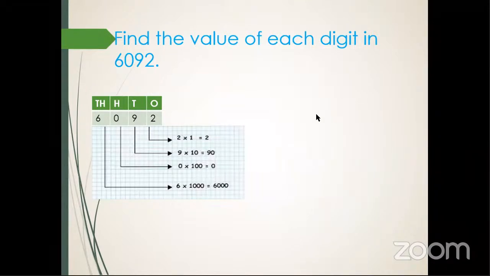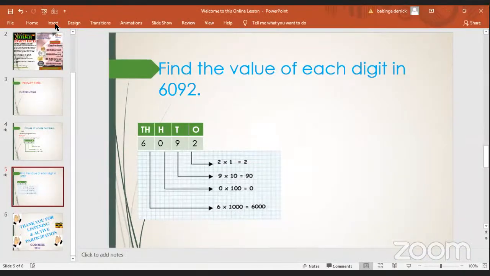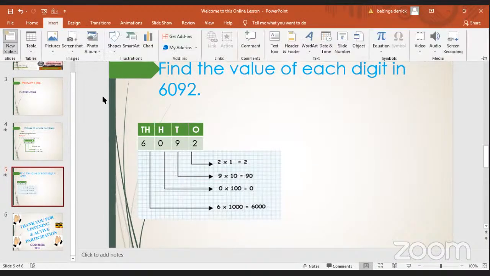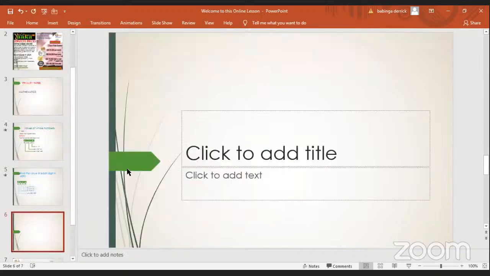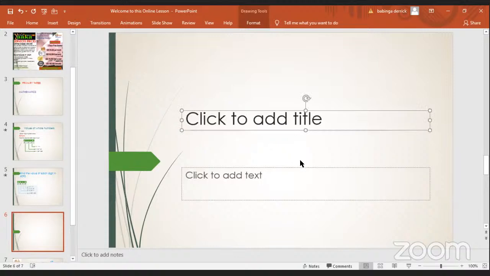I want us to try out something. We are going to find the value of each digit in this number here, and everyone is going to turn on their video so that I can see, okay? You're going to do it very fast in your book. Are you ready? I'm going to give you just 2 minutes and we shall see, okay?